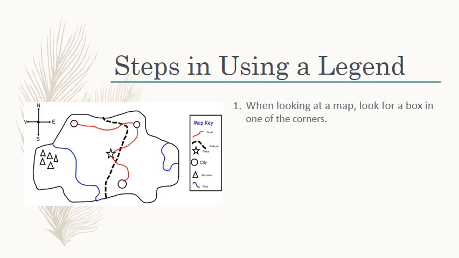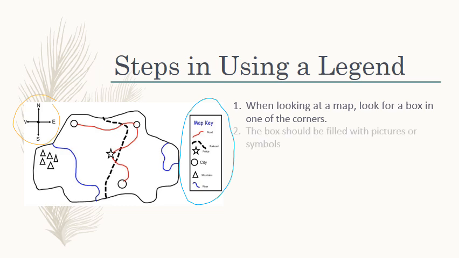Here are the steps in using a map legend. The first thing we want to do is when looking at a map, we want to look for a box in one of the corners. To the left, we see our cardinal directions. These are not our legend. However, to the right, we see a box. This box is labeled a map key, and this indicates that we are looking at a legend.